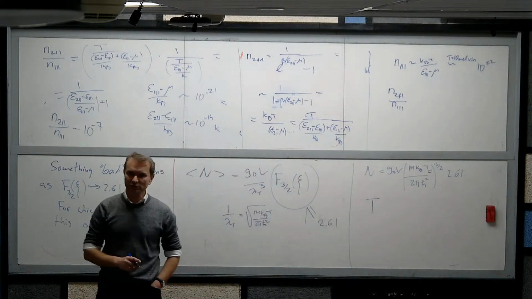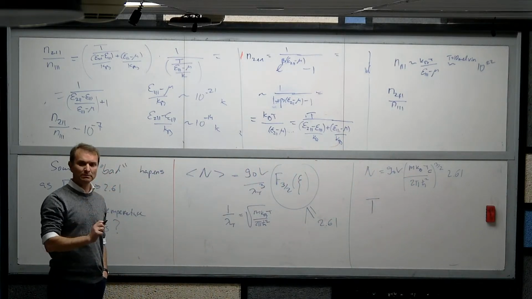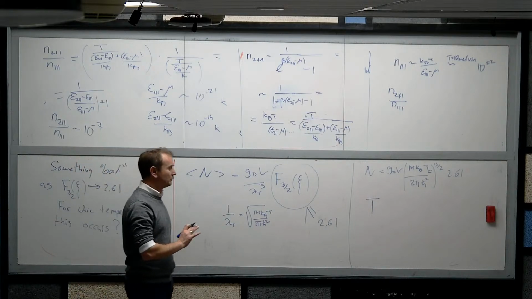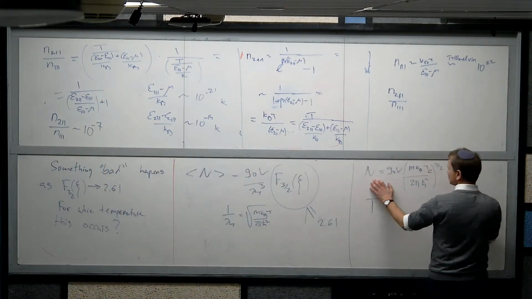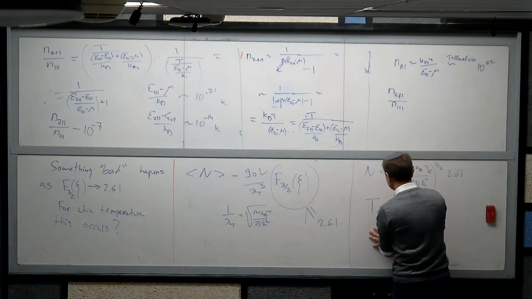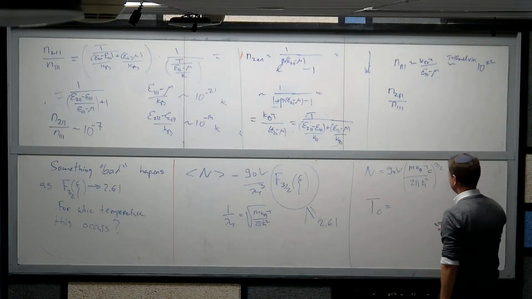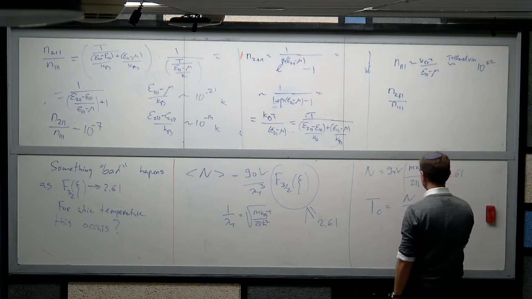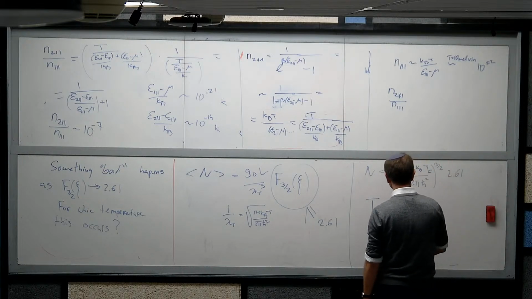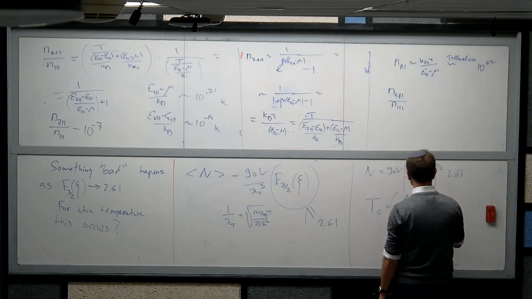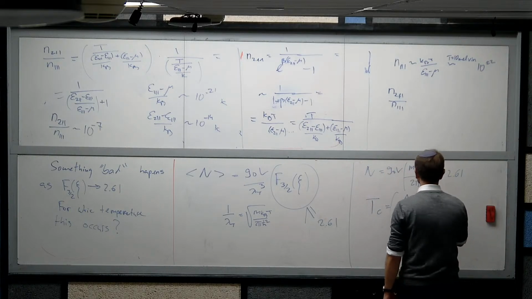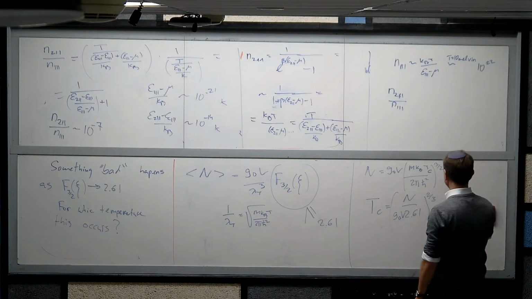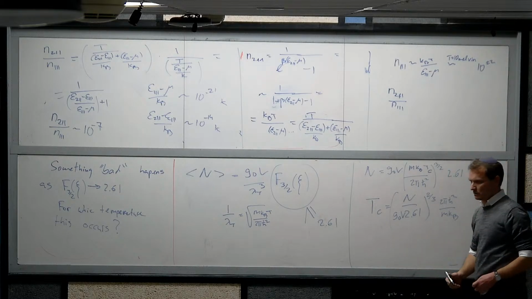Why critical temperature? Because for this specific temperature, something is fishy, because N cannot be larger. So for this Tc, which equals N divided by 2.61 g0 V, to the power of 2/3, multiplied by 2 pi h-bar squared divided by m k_B.